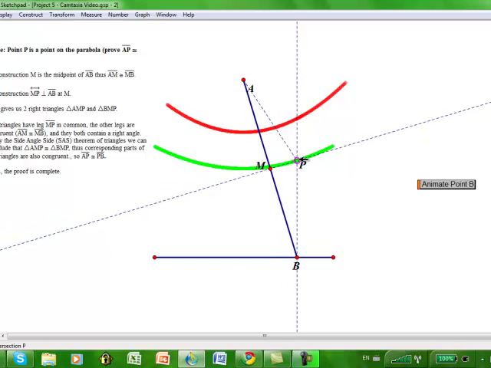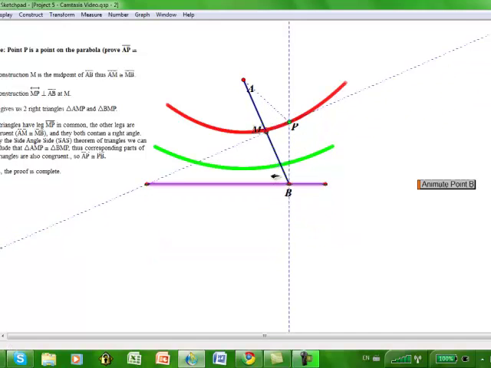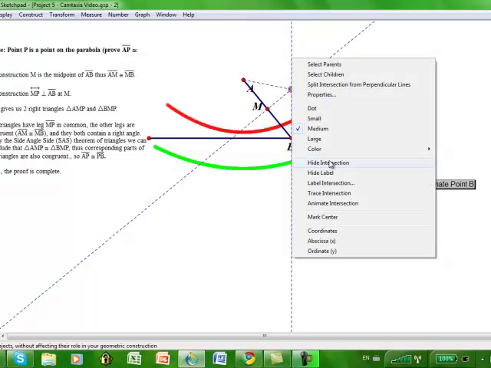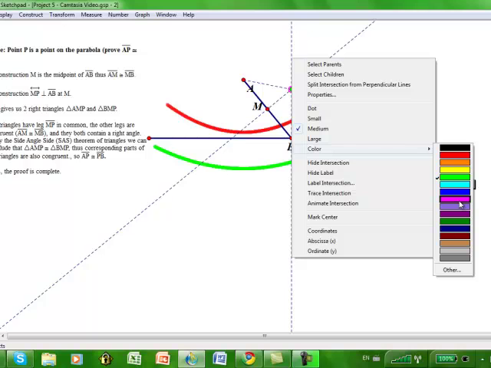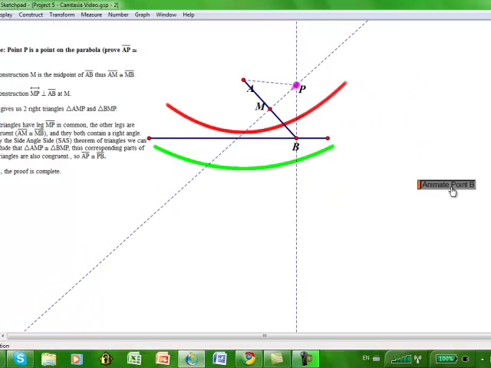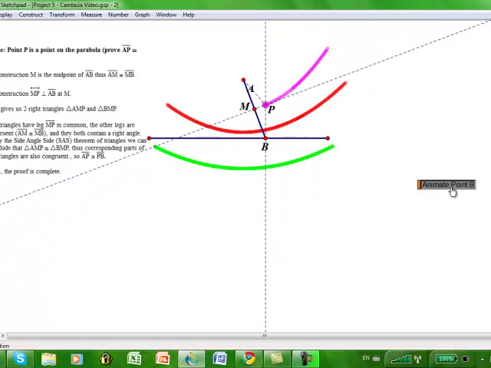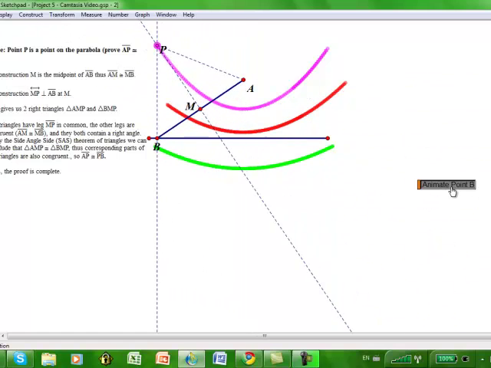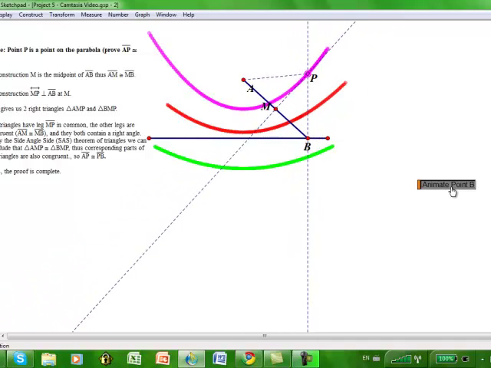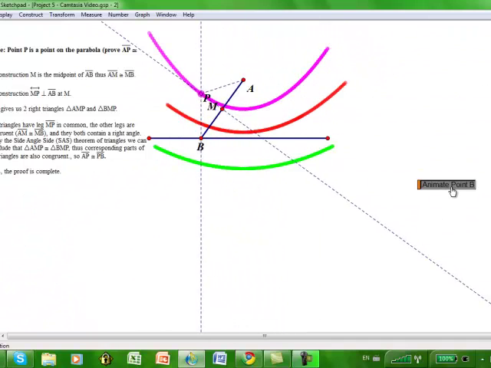Now, if I untrace it and I move it closer, once again change the color, and select trace, animate, we see that by bringing the directrix closer to the focus, it makes the parabola skinnier.